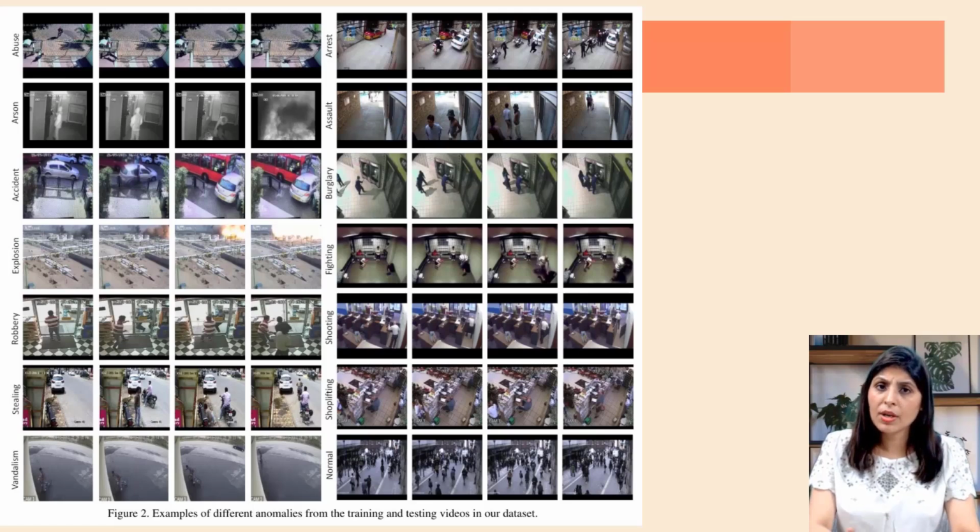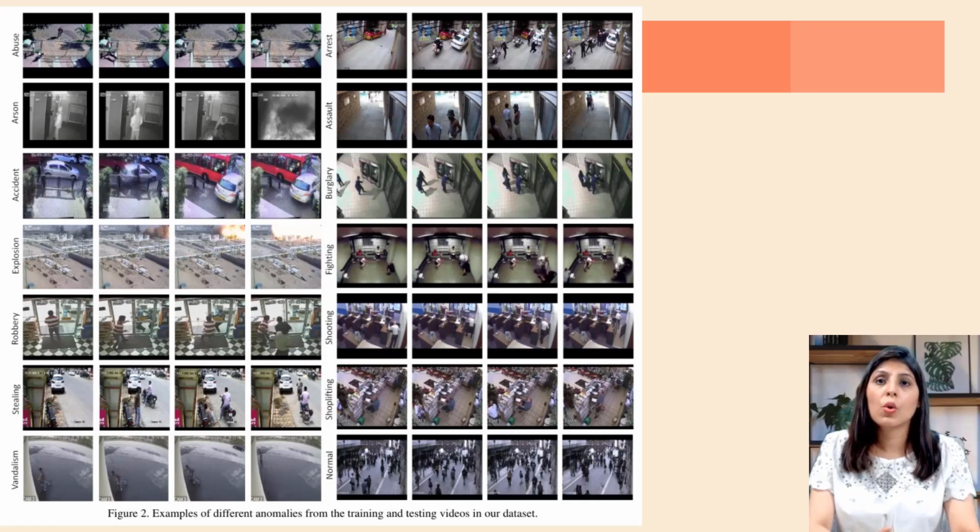So apart from the normal class, there are 13 classes of real world anomalies in this dataset, and these are those 13 classes. Some of them are fighting, accidents, robbery, shooting. In today's tutorial we will try to detect these 13 anomalies.